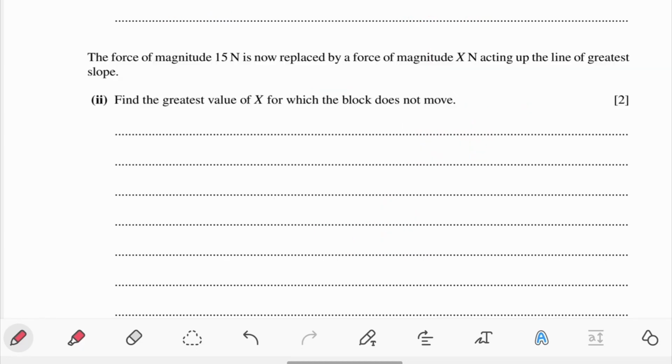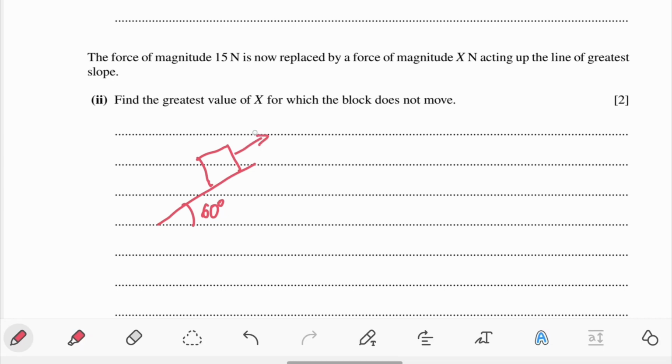Okay, so in the second part, they are saying that the force of magnitude 15 newtons is replaced by a force of magnitude X acting up the line of greatest slope, and we need to find the greatest value of X for which the block does not move. Okay, so now X is larger, so that means that the block is about to move up in this case.